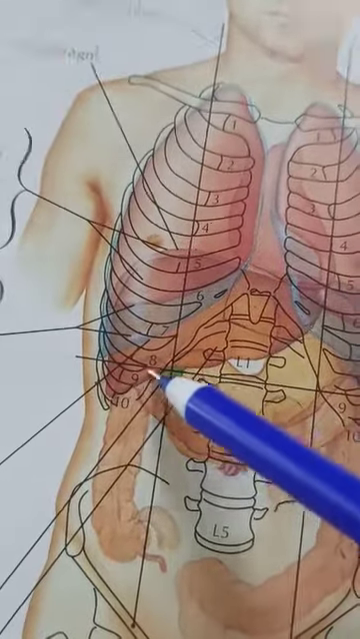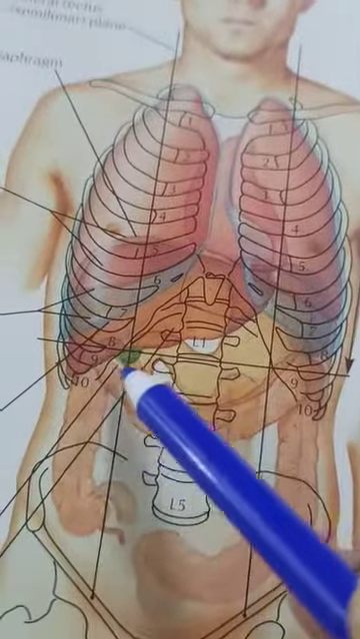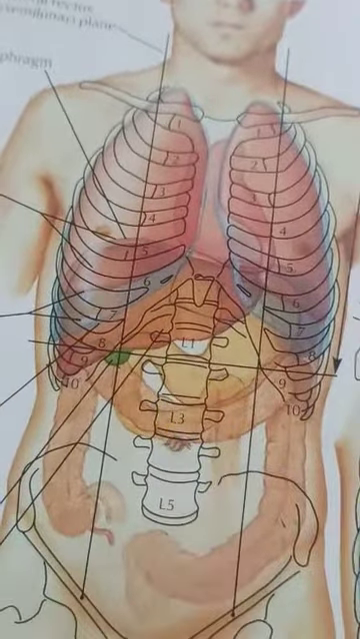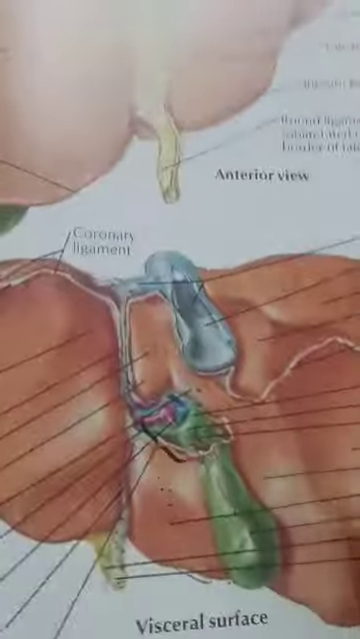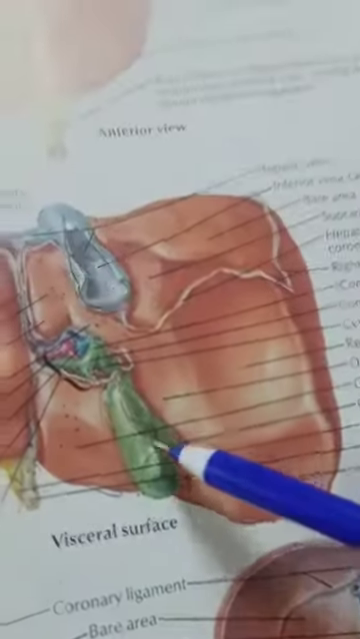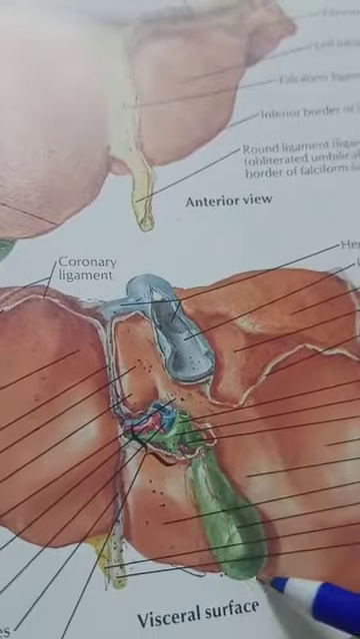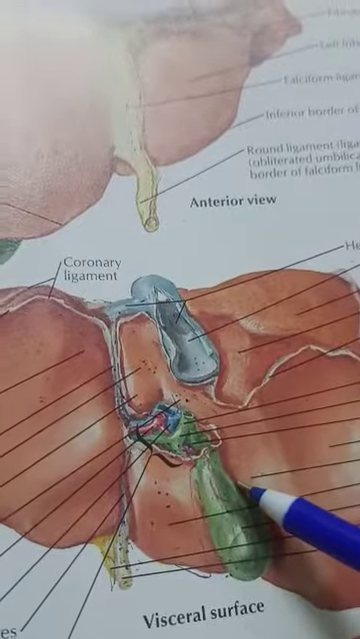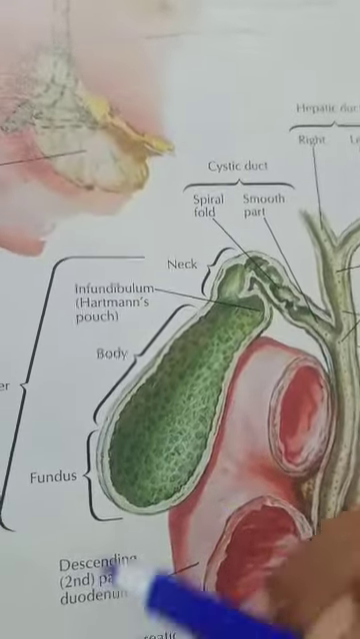Here comes the ninth costal cartilage. So on the right side, the fundus comes in contact at the ninth costal cartilage. So this is the entire portion. Here we can see this is the fundus portion. This is the body. This is the fossa for the gallbladder. You can see a depression on the liver. That is the fossa.